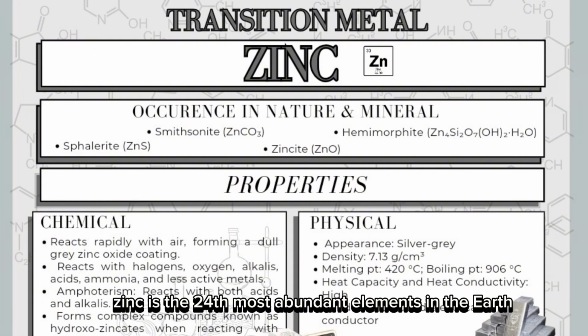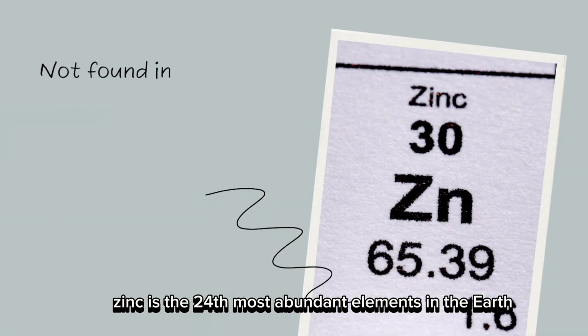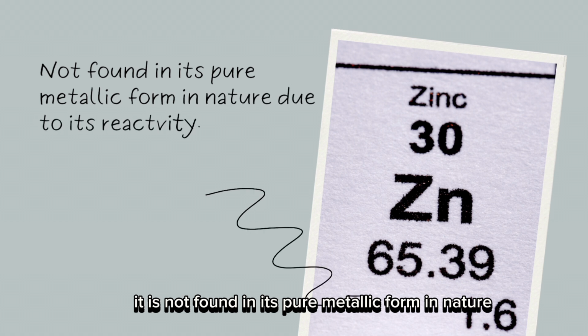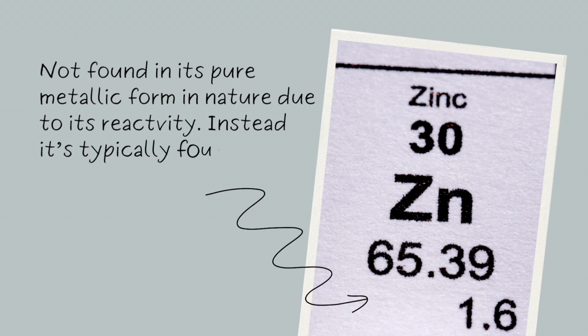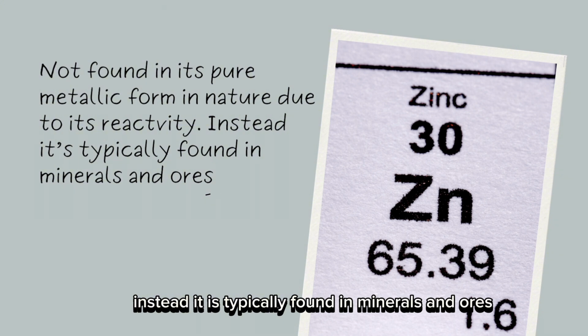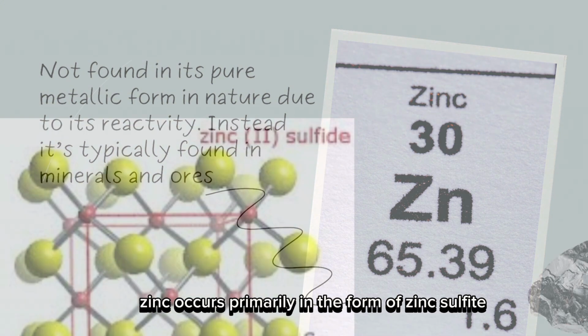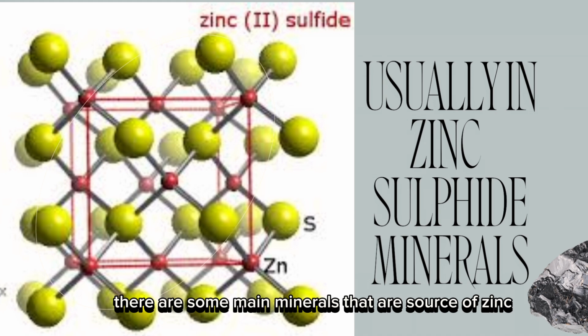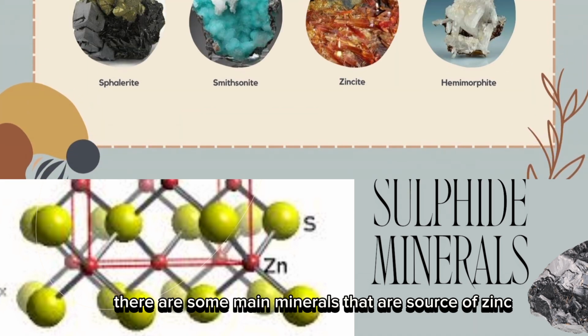Zinc is the 24th most abundant element in the Earth's crust. It is not found in its pure metallic form in nature due to its high reactivity. Instead, it is typically found in minerals and ores. Zinc occurs primarily in the form of zinc sulfide minerals. There are some main minerals that are sources of zinc.